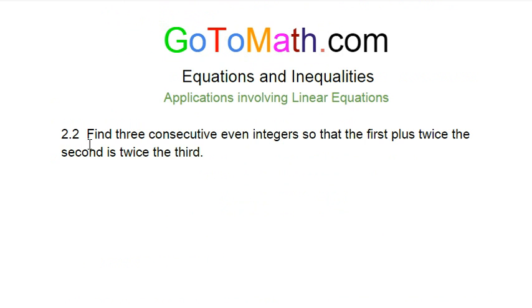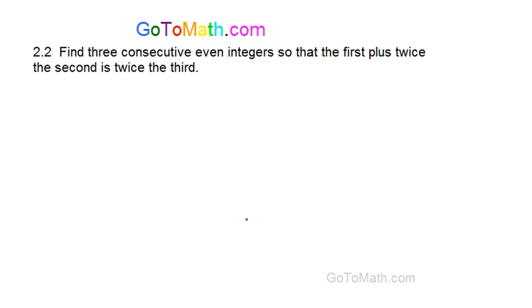Okay, 2.2. Find three consecutive even integers so that the first plus twice the second is twice the third. I think I confused myself on that. Find three consecutive even integers so that the first plus twice. Okay, so this is what we're going to do.